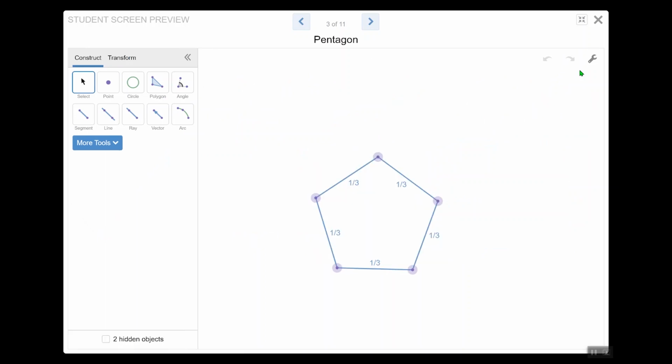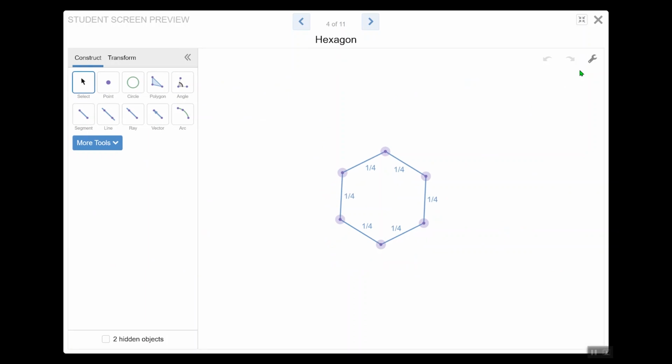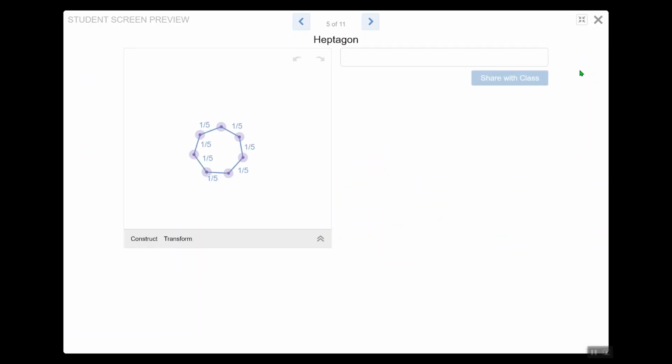Next we'll go to a regular pentagon with sides of 1/3, a regular hexagon with sides of 1/4, a regular heptagon with sides of 1/5, and so on, where the sides of an n-gon are defined as 1 over n minus 2. Let's call this case A.